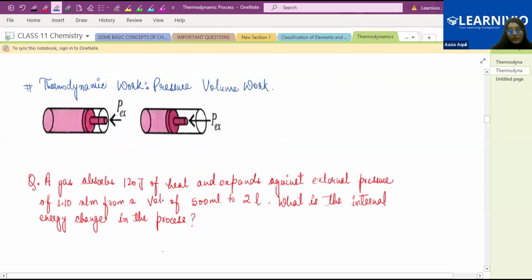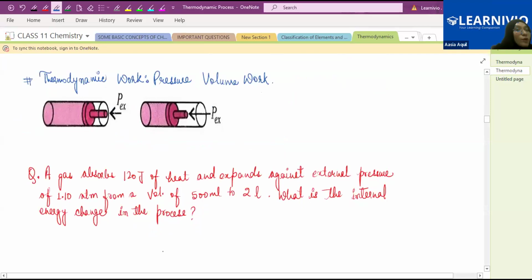Okay, next one. Thermodynamic work. We will relate pressure, volume, and work, and derive one equation from them. So what is the relationship between pressure, volume, and work? Let's see. Suppose we have this container, and here a piston has been applied. And suppose we are applying some external pressure. So what happens over here when you apply some external pressure?